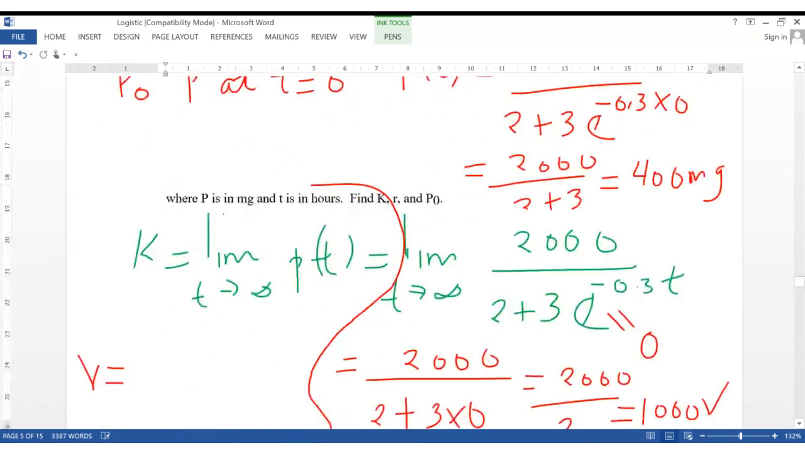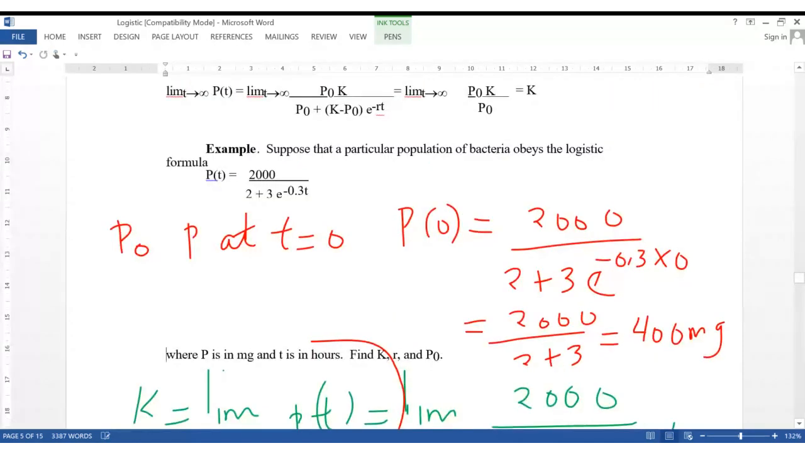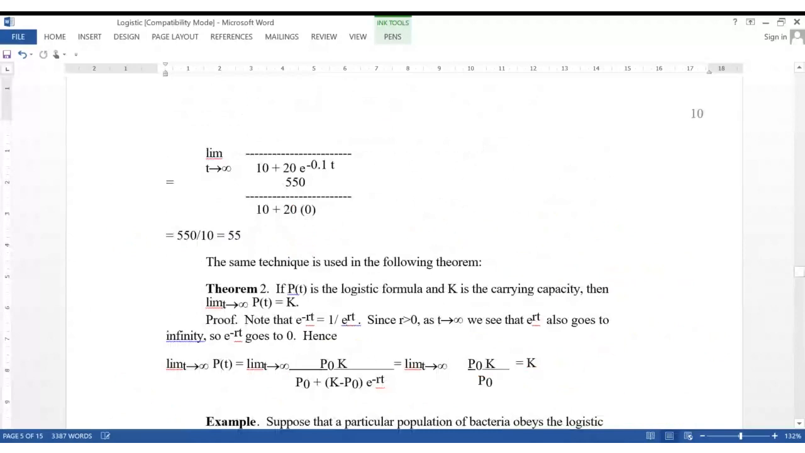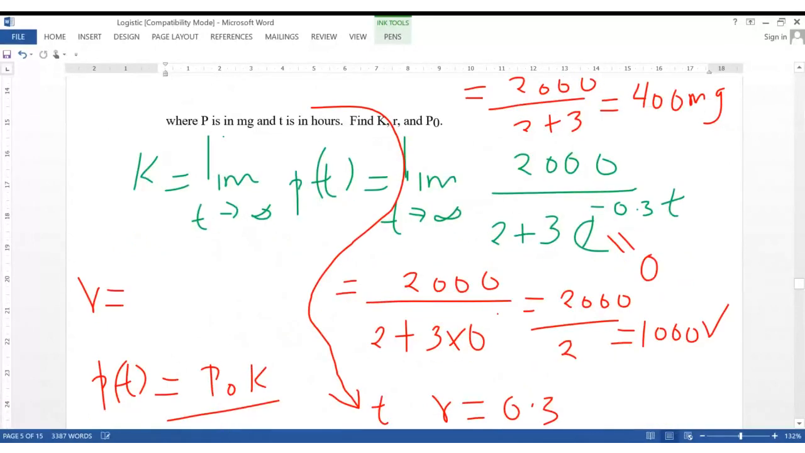So the most important thing was how to get the value of K. For the value of K, we check that K will be given by the limit as t goes to infinity, and basically you just have to replace the exponential function with zero. You replace the whole of it with zero, and then you solve for the value of K.